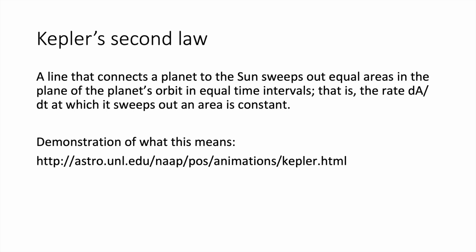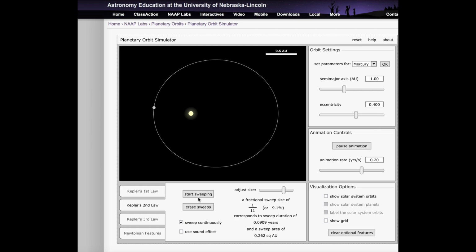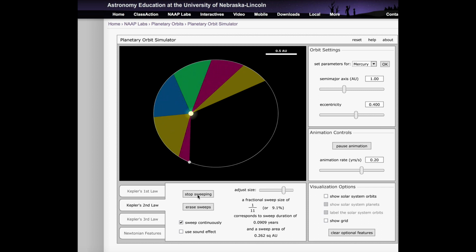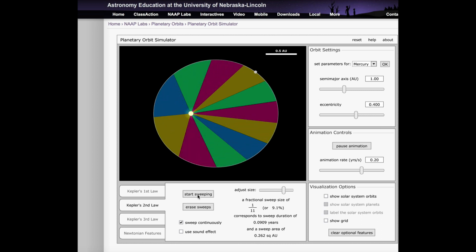Okay, so let's see what this actually means by having a look at a simulation, and then we'll go ahead and actually prove it. This is a nice simulation showing Kepler's second law. We'll start sweeping, and it's showing the areas which are traced out in equal times. You can see here we have a wide but shorter triangle, and over here a much longer but less wide triangle. You can see how the satellite is moving slower when it's further from the sun, and when it gets round to being closer to the sun, it goes very quickly.